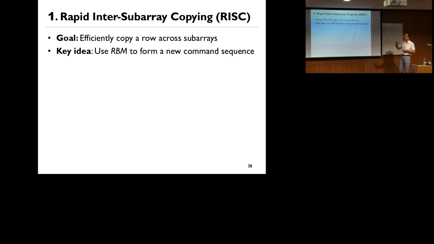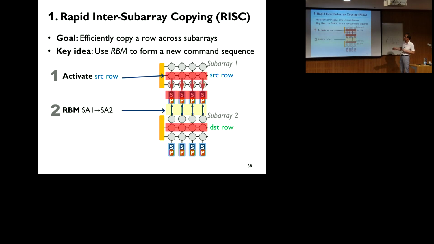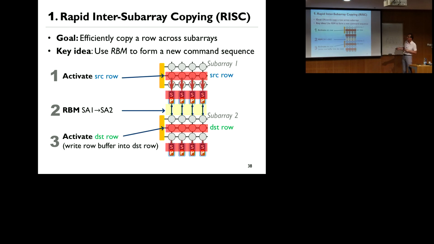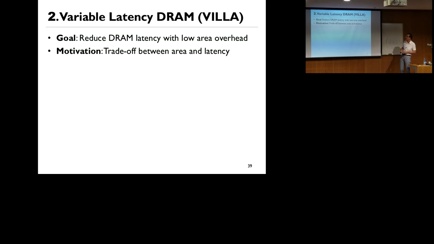Okay, so let's take a look at these applications very quickly, and then we'll be done. Basically, we want to efficiently copy a row across subarrays. So we use this RBM row buffer movement to form a new command sequence. You activate the source row, which brings data over here. You do the row buffer movement, and then you activate the destination row. That's how you accomplish the data movement. This reduces row copy latency by 9x and DRAM energy by 48x. So it's almost like intra-subarray movement, except you're going across subarrays. But this gives you a lot of flexibility.